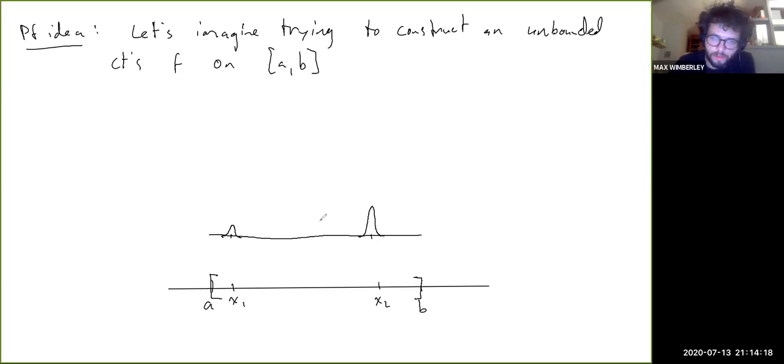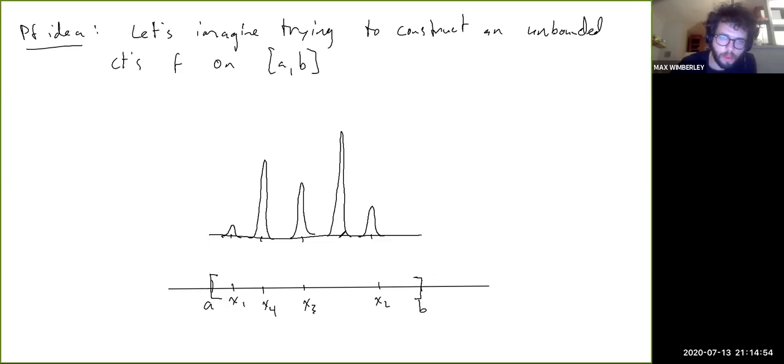Okay, let's make another spike. Let's put it here. Let's say that's x3. All right, and let's keep going. Let's make another spike. Oops, it's a bit wide. So let's say x4 is just where the peak of the spike is or something, right? And let's make even one more. Okay. And let's say that's x5, right?